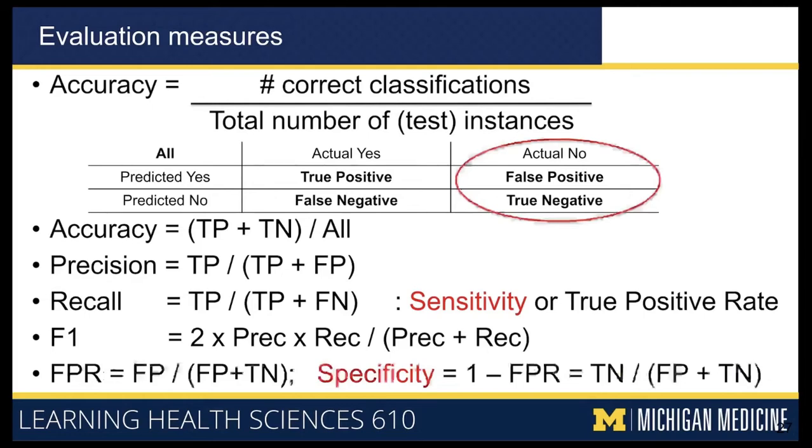Yeah, maybe I should have used a predicted no there. So let me repeat the definition for specificity. Of the things that are actually no, how many are predicted no? So that will be true negative divided by false positive plus true negative.